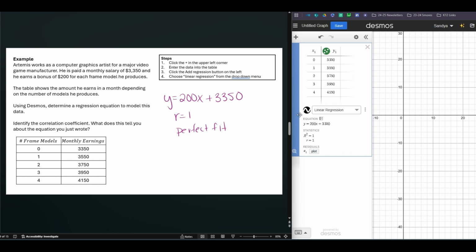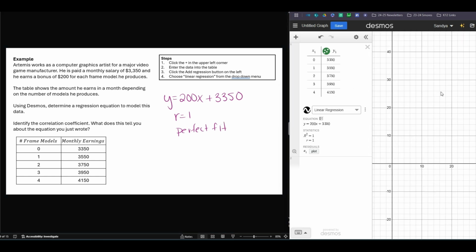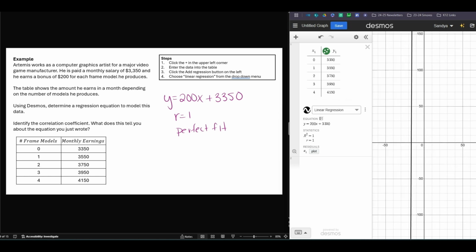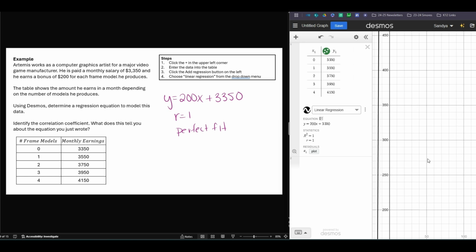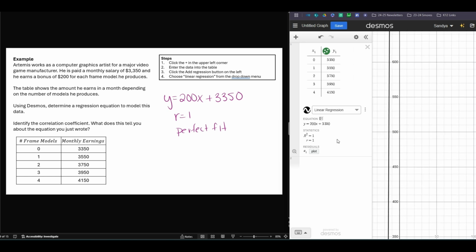And notice here, I can't actually see my scatter plot or my line on the grid, and that's because I have larger values here. So you can always adjust the zoom in Desmos, and then if we scroll around, you'll be able to find your graph.